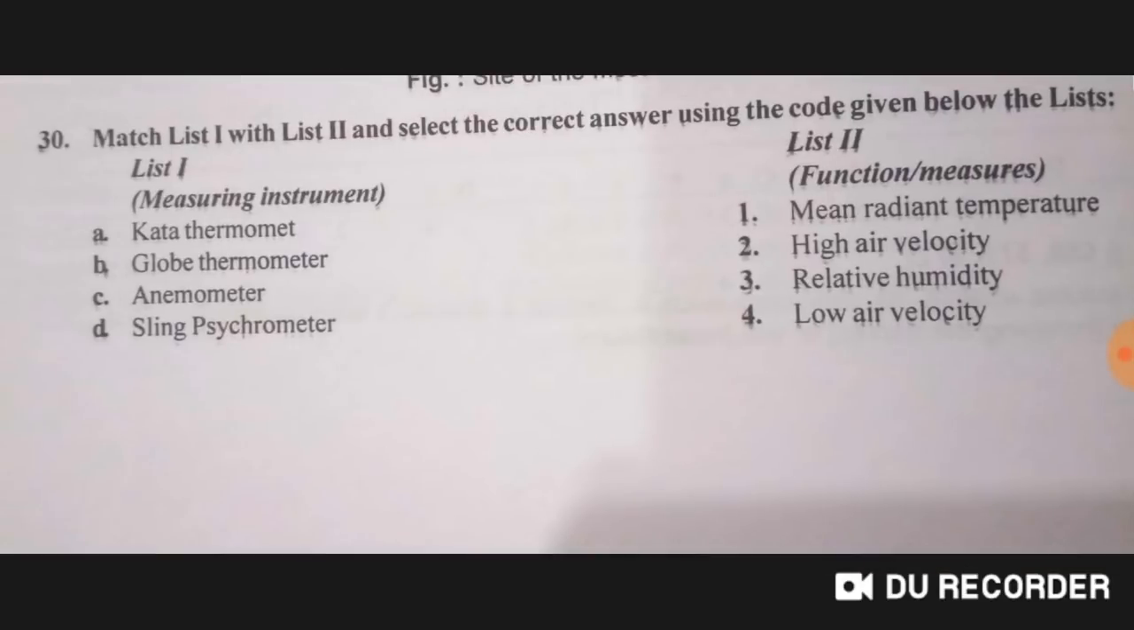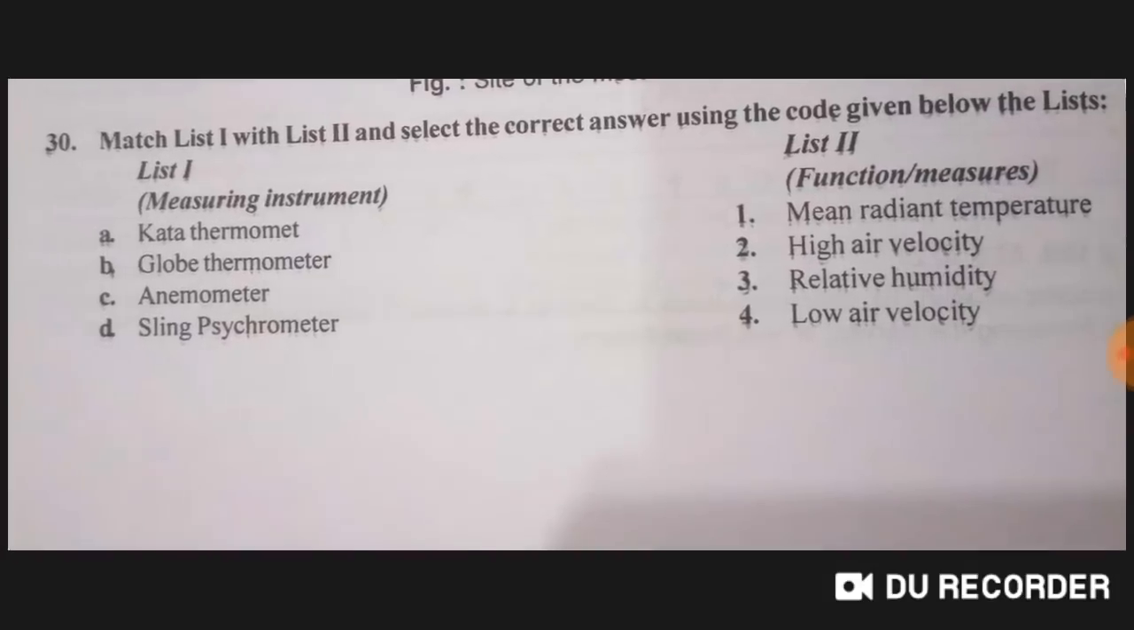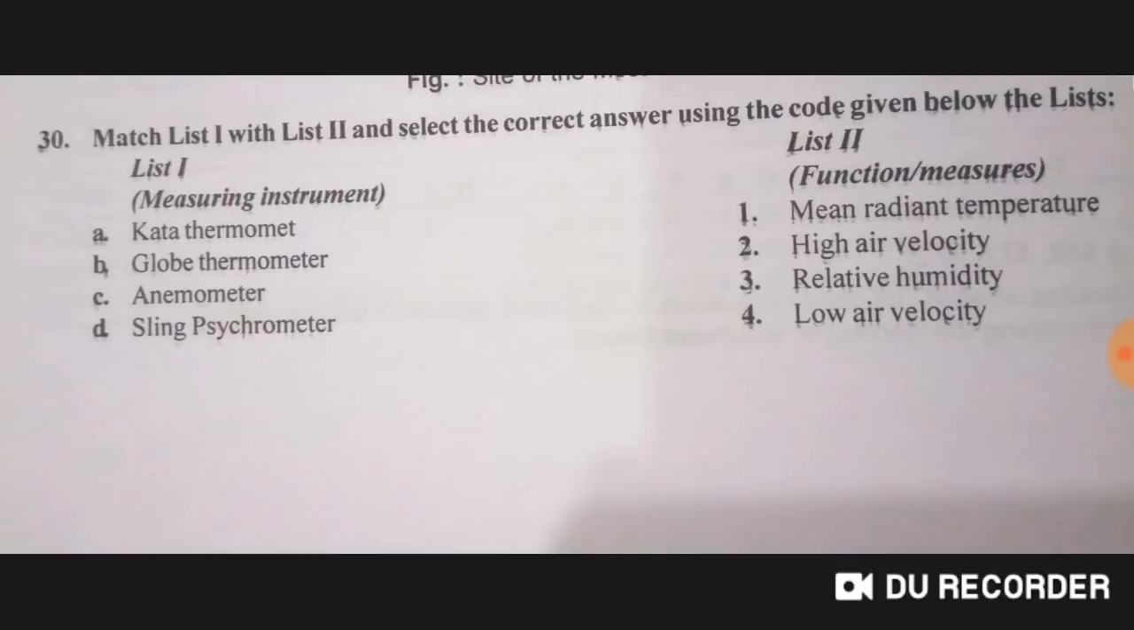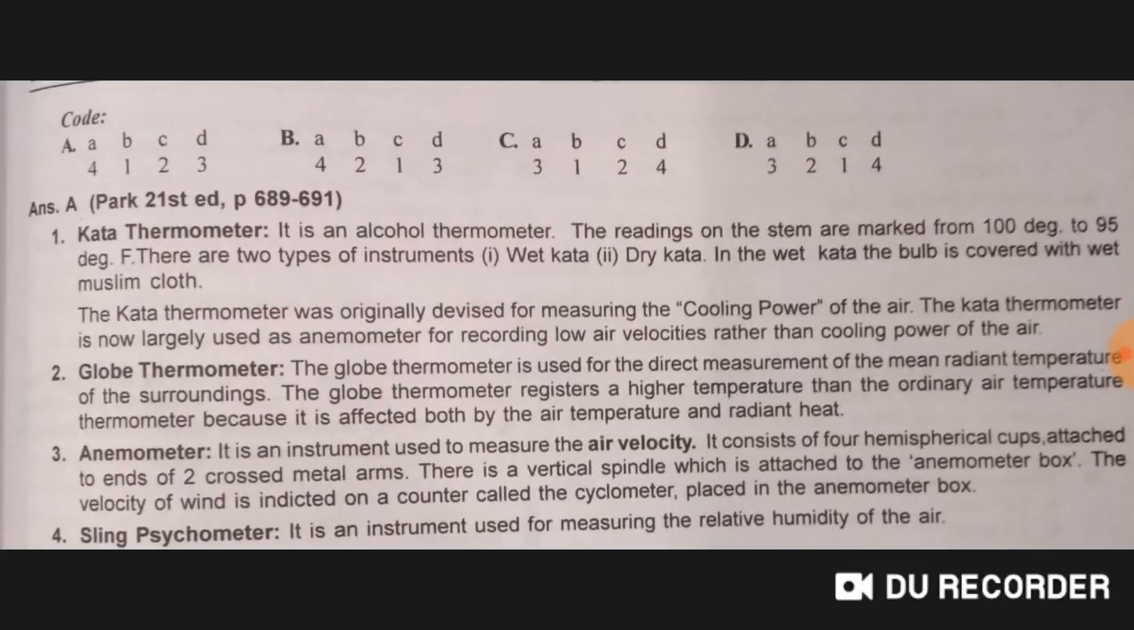Now, match the list first and second and select the correct answer using the code below. Kata thermometer for low air velocity, A is 4. Globe thermometer is for mean radiant temperature, B is first. And C, anemometer for high air velocity, and sling psychrometer for relative humidity. So answer here is A.